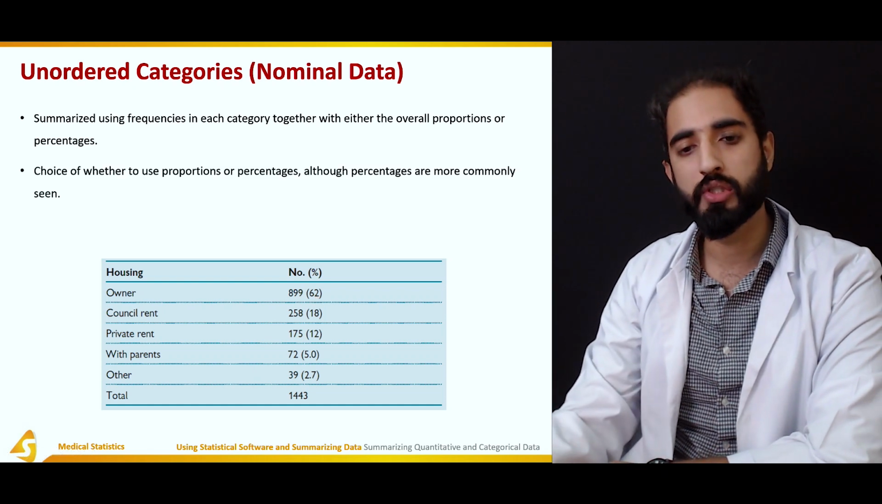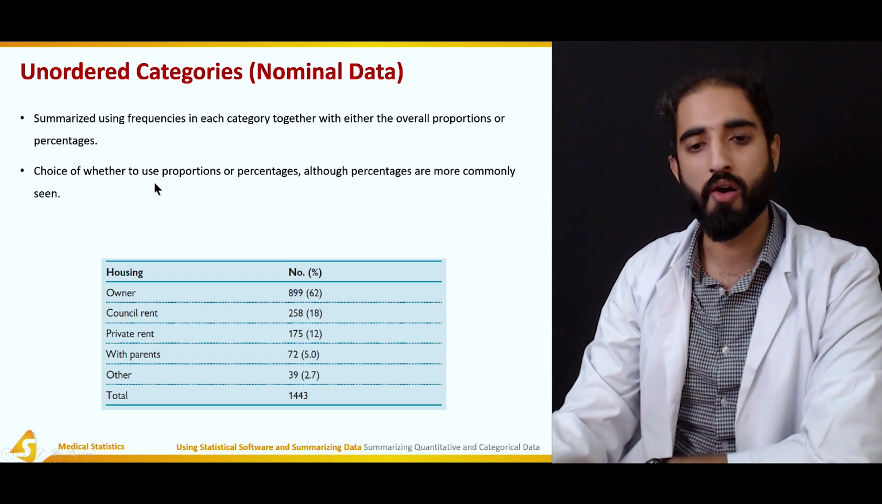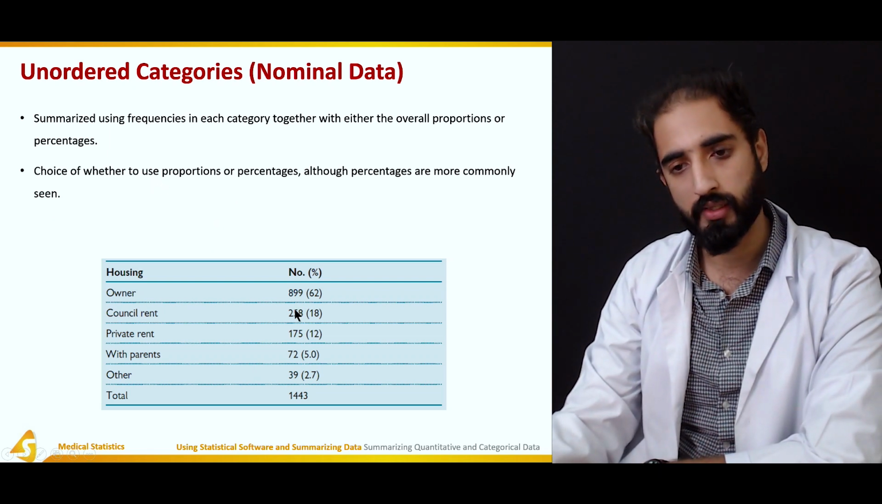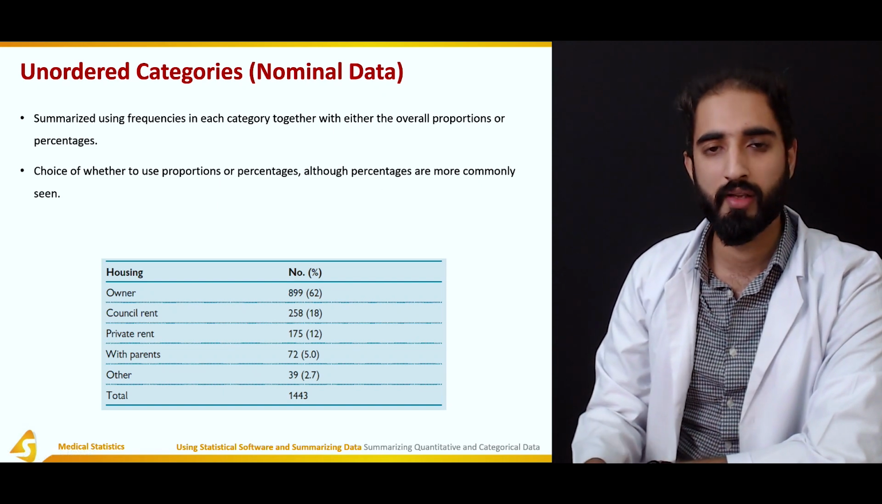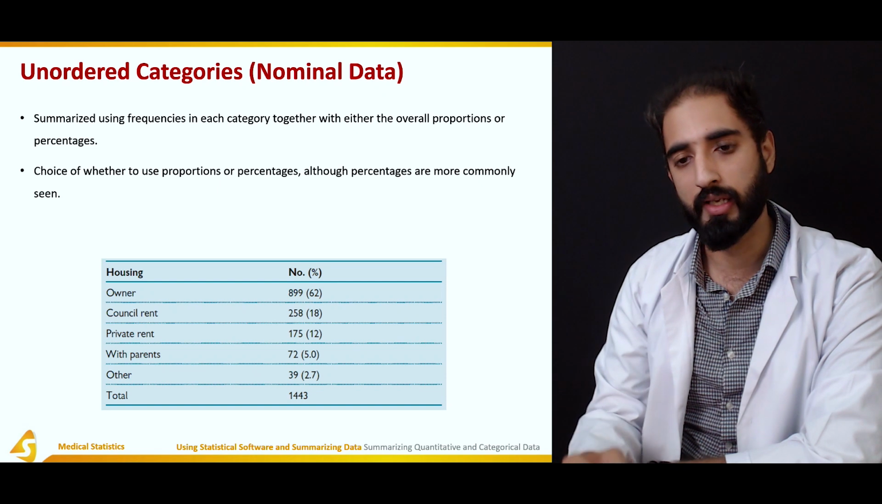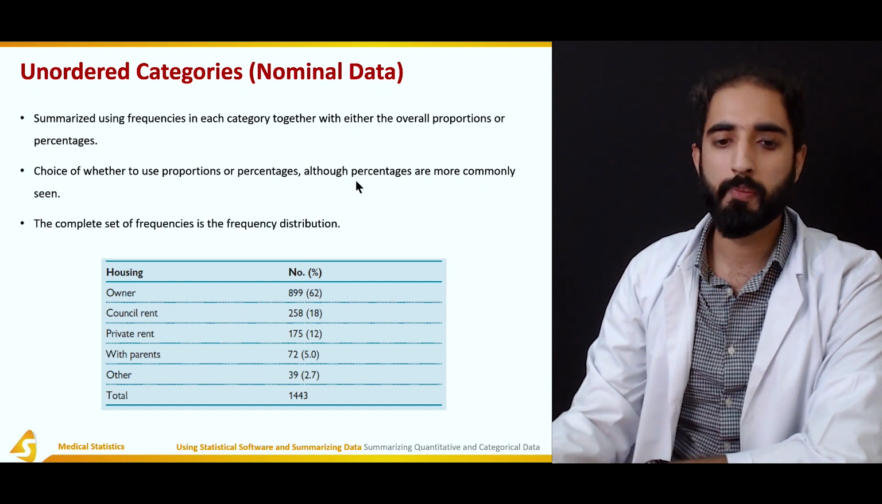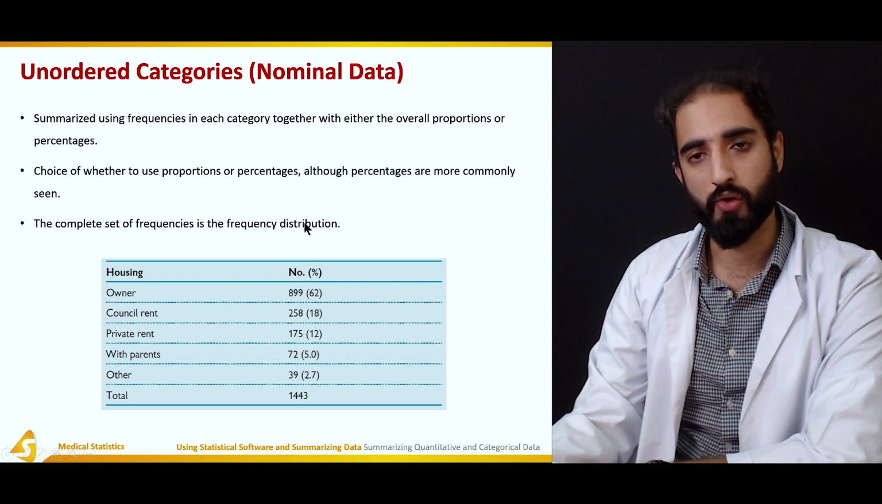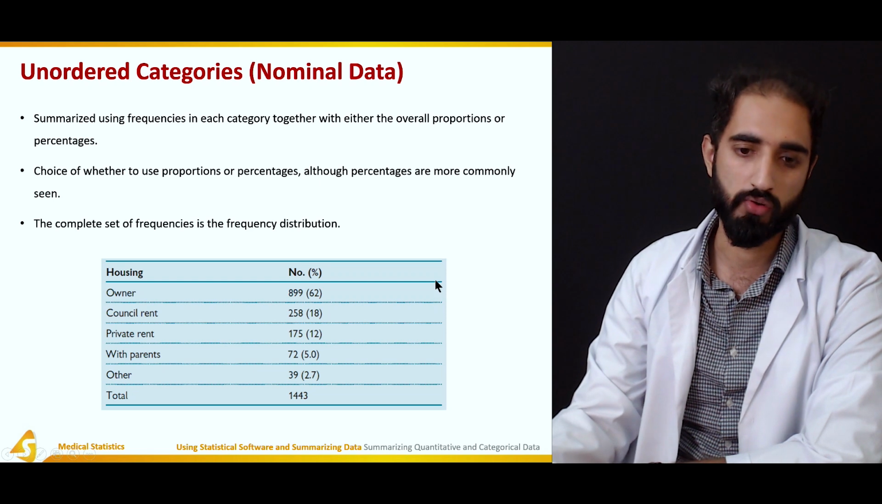The choice of whether it is appropriate to use proportions or percentages: here we have used percentages. Although in research articles, I've seen that percentages are more commonly mentioned instead of proportions. The complete set of frequencies is the frequency distribution. So this complete table is known as a frequency distribution for housing.